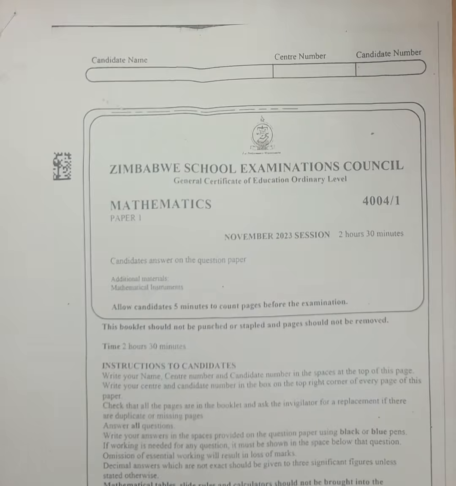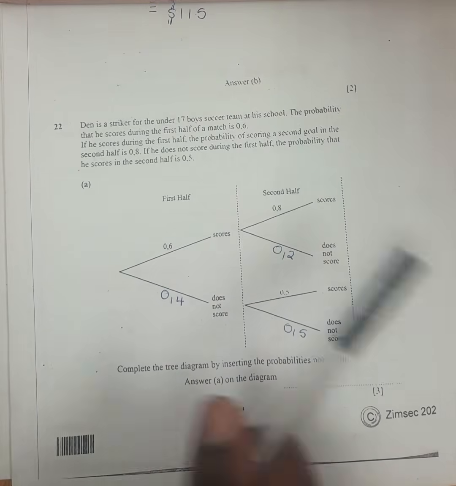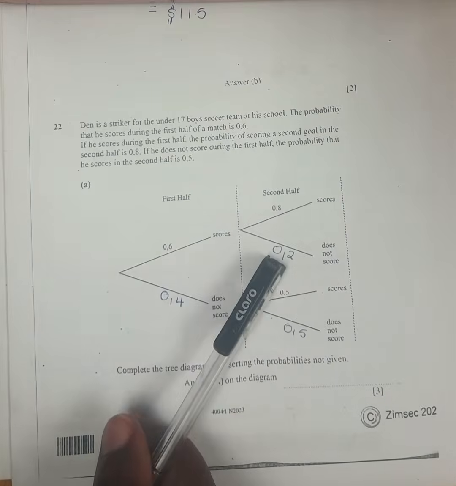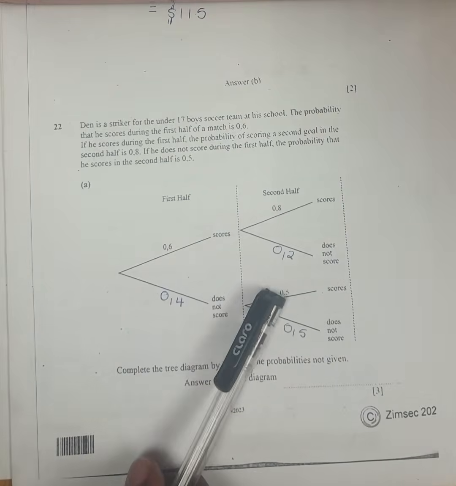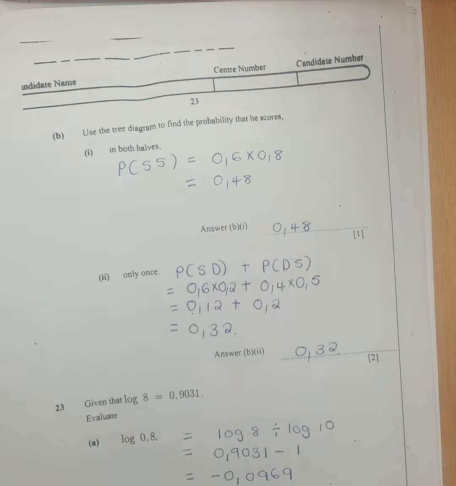Next example, we are going to use November 2023. So the first part of the question was completing the tree diagram. So we just say 1 minus 0.6 to get 0.4, 1 minus 0.8 to get 0.2, 1 minus 0.5 to get 0.5.